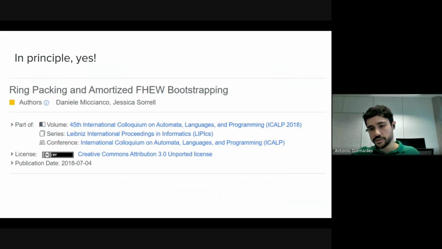The first paper to answer that was this paper from Micciancio and Sorrell, 2018. And it was a yes, but a yes in principle. Essentially, they established a framework that allows you to do SIMD with polynomial noise. They established this concept of amortized bootstrapping, and they gave us basically a blueprint on how to do it, but the concrete performance of what they presented was not really practical.